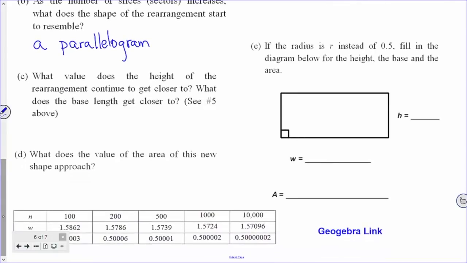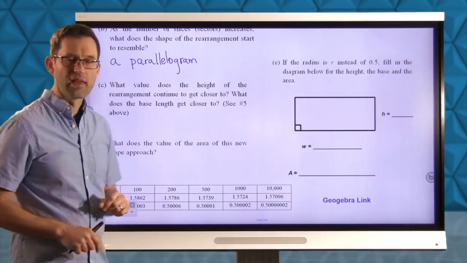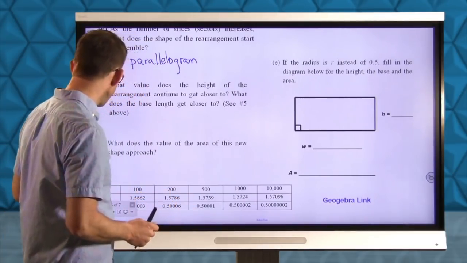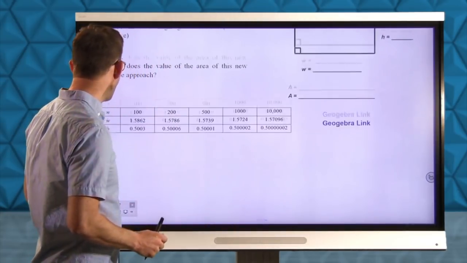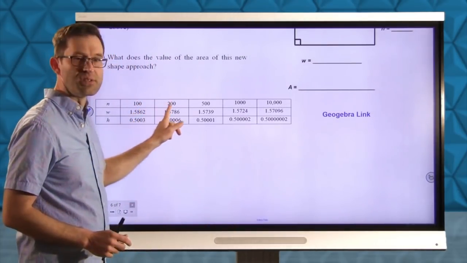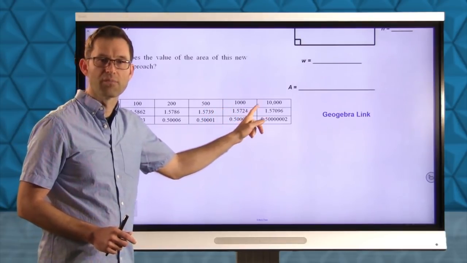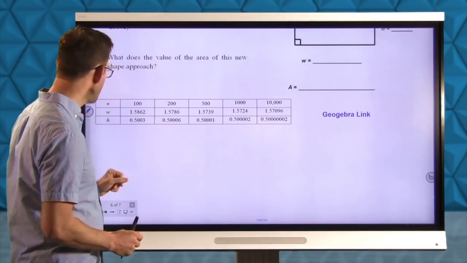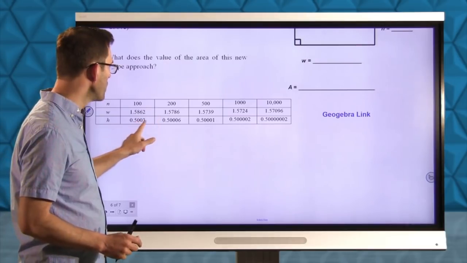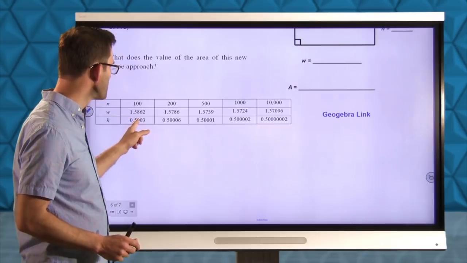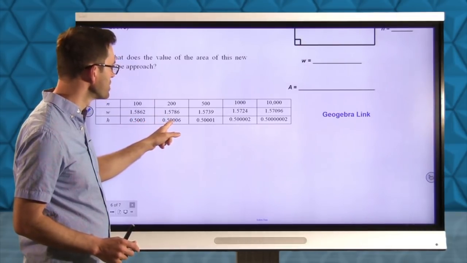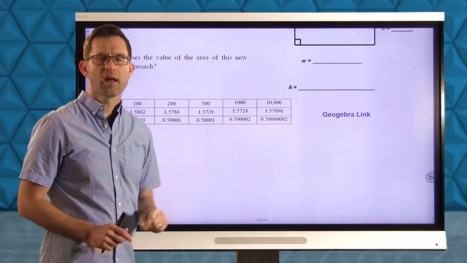Now, letter C. What value does the height of the rearrangement continue to get closer to? What does the base length get closer to? In fact, we can take a look at that by looking at what we would get if we carved it up into 100 pieces, 200, 500, 1,000, 2,000 pieces. Right here on that bottom row are the heights. The height of that overall figure at 100 pieces is 0.5003, at 200, 0.50006, etc. What is that height getting closer to?